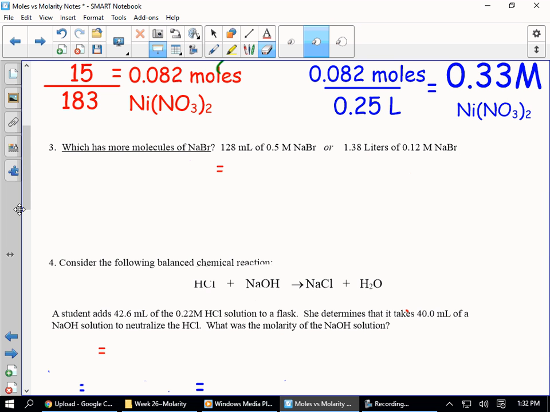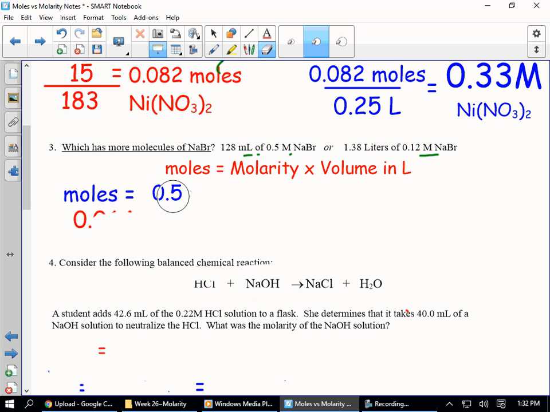Alright, hopefully you're replaying the program after you've stopped the program and tried this one out. Which has more molecules? So I know I need to find moles of both of them. So I'm going to look here and I see milliliters and molarity and I see liters and molarity. So I know these are both solutions. So I'm going to find moles of each. So my moles of my first sodium bromide sample, I'm going to take my 0.5 and multiply it by, I can't do 128, I'm going to do 0.128. And we're going to get 0.064 moles of NaBr.